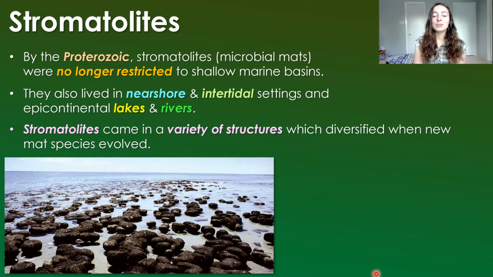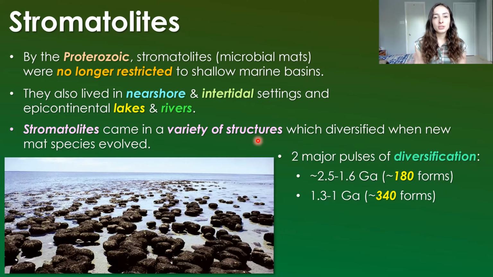And stromatolites, which are cyanobacterial mats, came in a variety of structures. They weren't just one type of stromatolite. It was quite a diverse community of stromatolites, and they also differentiated sometimes depending on the environment because different species built different forms of structures and different species liked different types of environments better than the other.